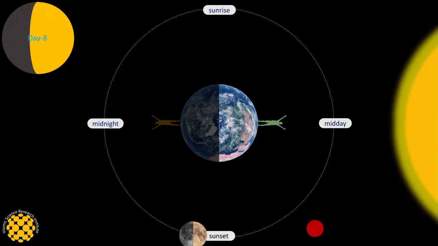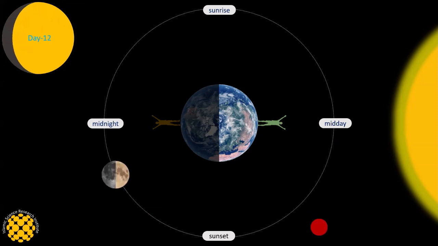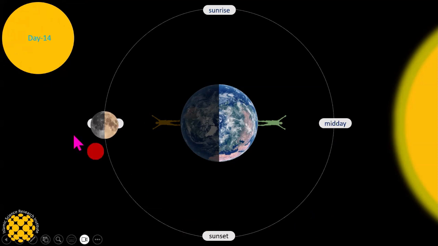Day 8, Day 9, Day 10, Day 11, Day 12, Day 13, Day 14. On the 14th day, the illuminated portion of the moon is 100%, appearing as a full circle, as shown in the inset. The phase then begins to shrink, transitioning into the waning gibbous phase.